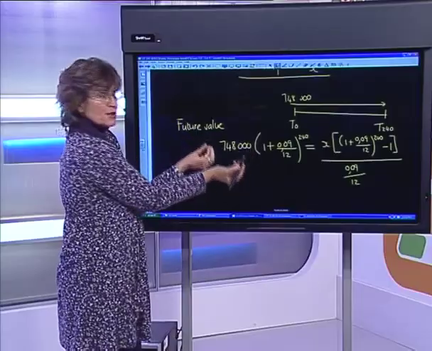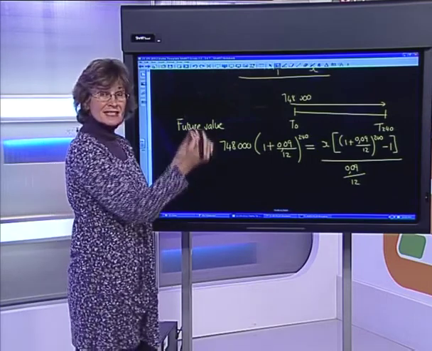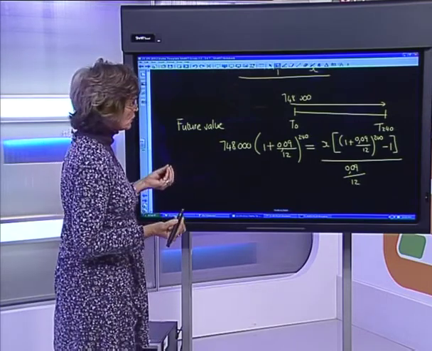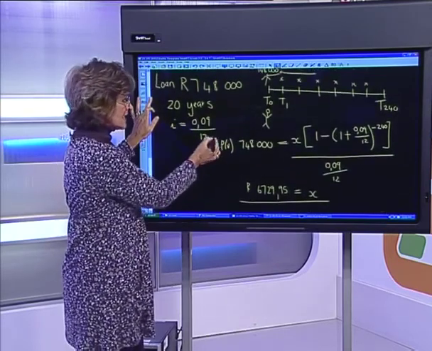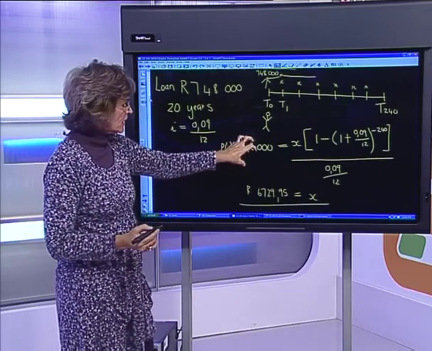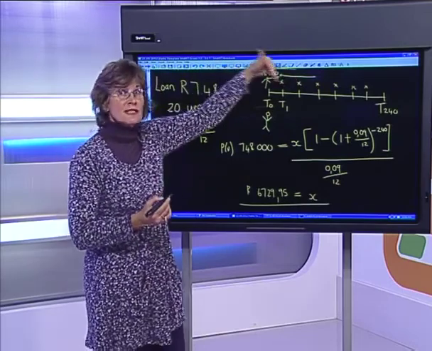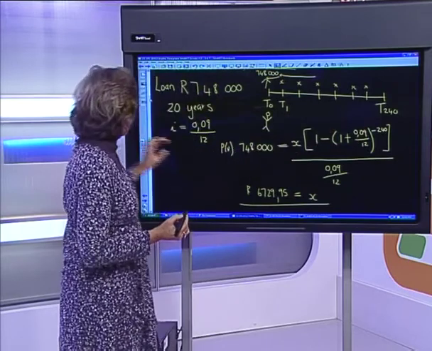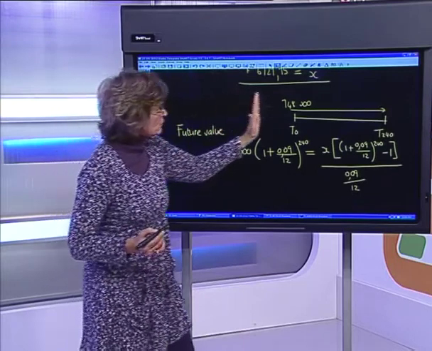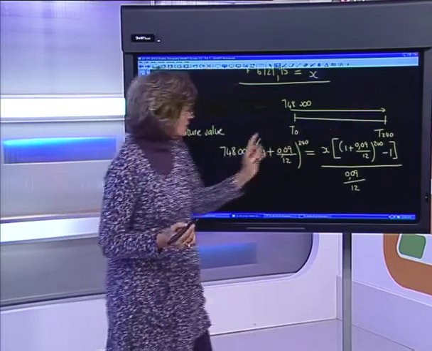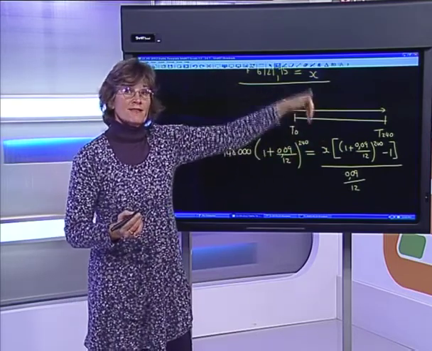You can see that both of the formulae involve heavy calculator work, but getting the stuff into the right place is the most important. If we just revise, the one formula is taken as a present value, so the 748 is paid off at X a month, and all of those X amounts need to get stripped of the interest they've earned, which is why it's a negative exponent. The alternative is to treat it as a future value, so to grow the 748,000 for the 20 years, and then for Lerato to pay it back as if she was investing.